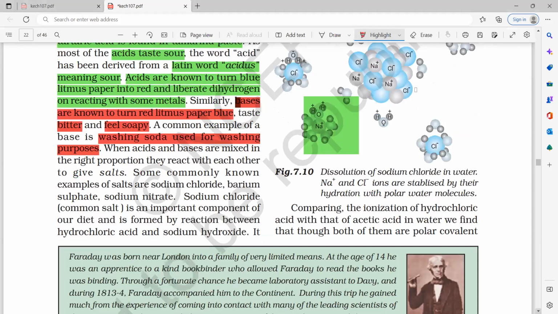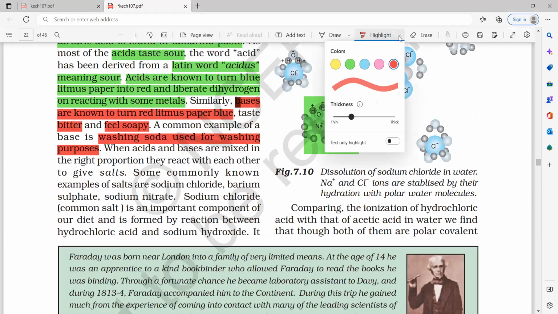Okay. This color does not go that much. Let me.